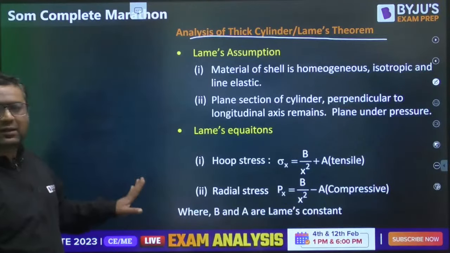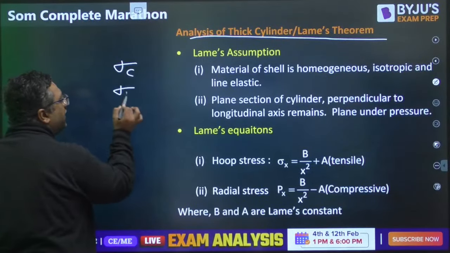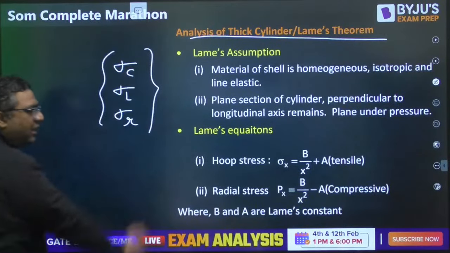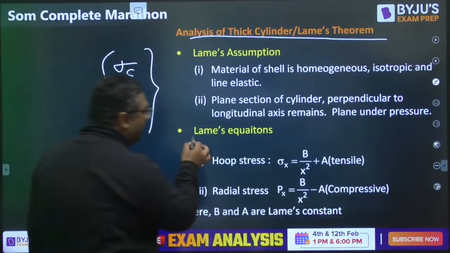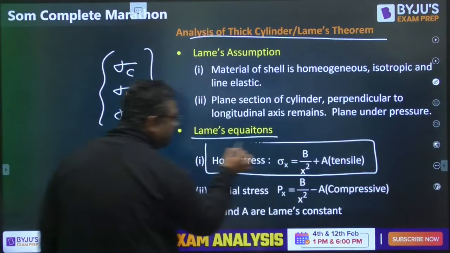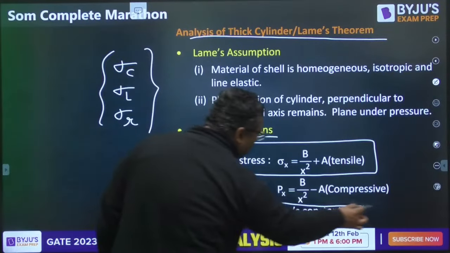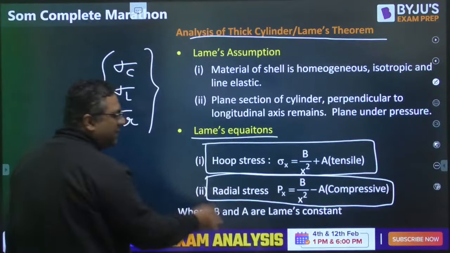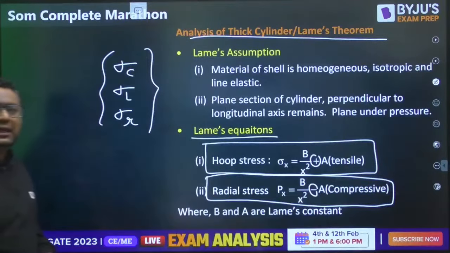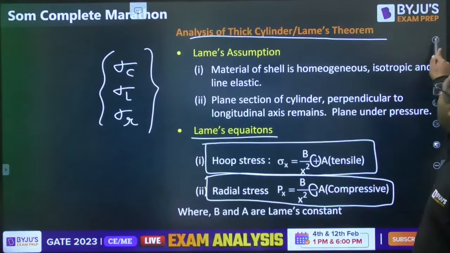Here this is the 3-dimensional state of stress where circumferential, longitudinal and radial stresses all come into the picture. For this the formula is given by Lame's equation. Hoop stress is given as sigma xx equals b by x square plus a, tensile. Radial stress is b by x square minus a. Plus means tensile, minus means compressive. A and b are Lame's constants. Just remember the equation, nothing more than that is required here.